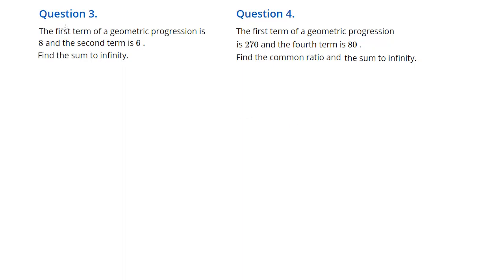In this problem, the first term of a geometric progression is 8, and the second term is 6, and they want us to find the sum to infinity.